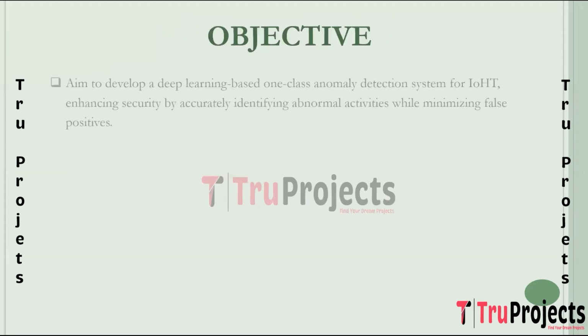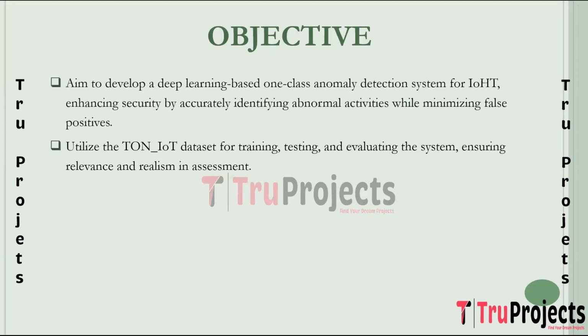Coming to the objective of the project, the aim is to develop a deep learning based subclasses one-class anomaly detection system tailored for the Internet of Healthcare Things, which is IoHT, with the goal of enhancing security measures by accurately identifying abnormal activities while minimizing false positives. The objective is to utilize the TON IoT dataset as the basis for training, testing, and evaluating the proposed anomaly detection system, ensuring relevance and realism in the evaluation process.